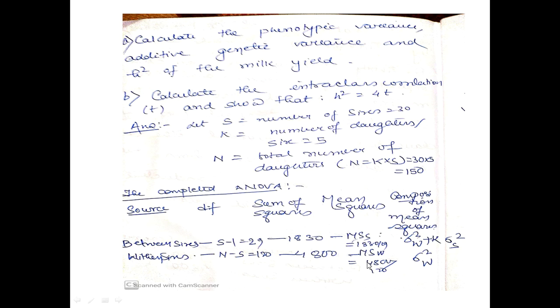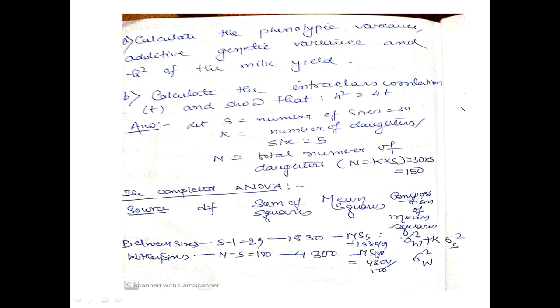In the sum of squares, you have the two components which you have already been given. Mean sum of squares is 1830 upon 29 for sire, and for within sire it is 4800 upon 120. You know from the ANOVA chapter that the mean sum of squares for any component is equal to the sum of squares divided by the degrees of freedom. And the last is the composition of mean squares: sigma square W plus K sigma square S is the variance component for between sire, and sigma square W is the variance component for within sire.